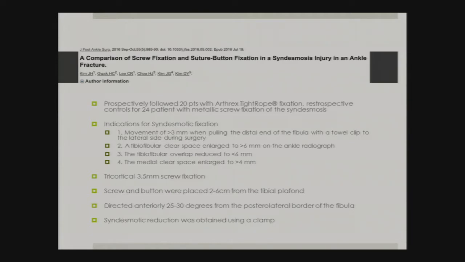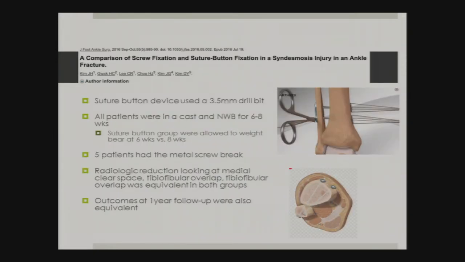So the screw fixation group was 3.5 millimeter screws. They were tricortical, and then both the screw and the button were placed between 2 and 6 centimeters from the tibial plafond. There's just a note on technique here: the suture button and the screw were directed anteriorly at 25 degrees from the posterior lateral border of the fibula, which is the axis of the syndesmosis. And the syndesmotic reduction was obtained using a clamp. So this is a diagram of the Arthrex TightRope system, which I'm sure most of you are familiar with. The suture button uses a 3.5 millimeter drill bit.